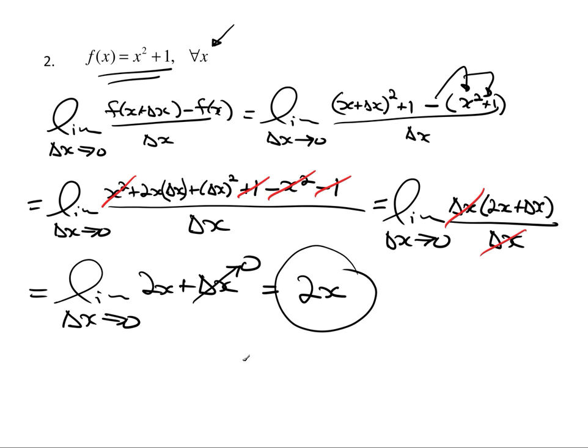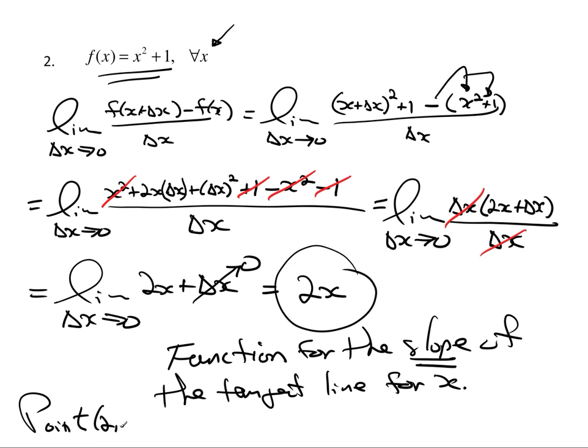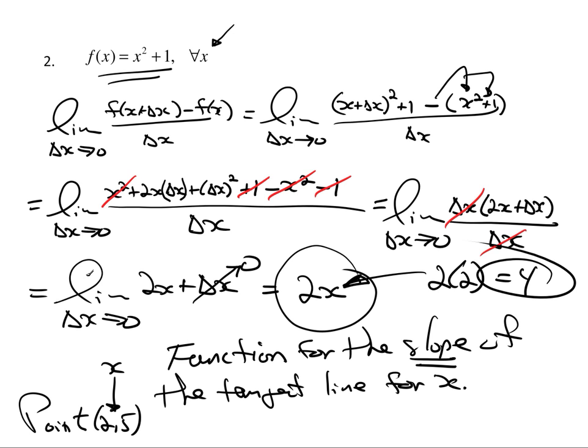So there is my function for the slope of the tangent line. I'm going to say 2x. So give me an x and I'll tell you what your tangent line is. Now notice last time we had the point (2, 5). So x was actually equal to 2. If I put 2 in here, I'll get 2 times 2 equals 4. That's the same slope that I ended up with last time.